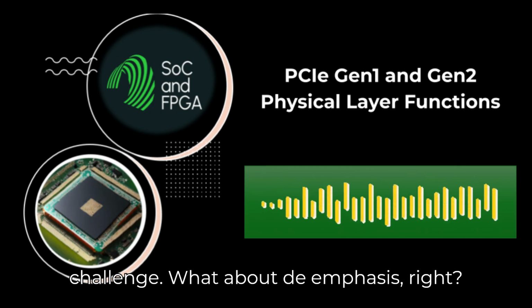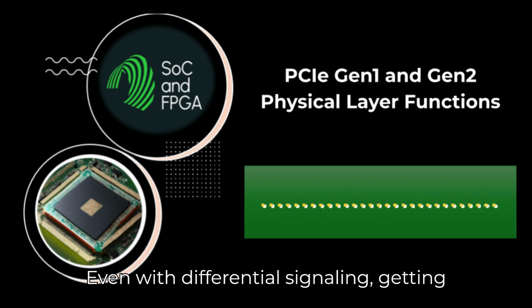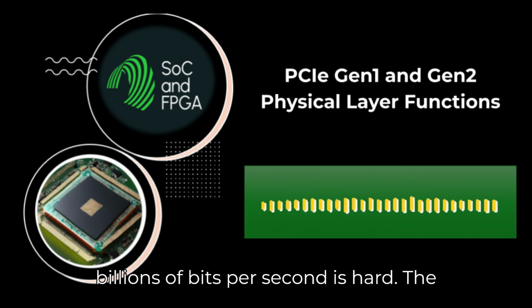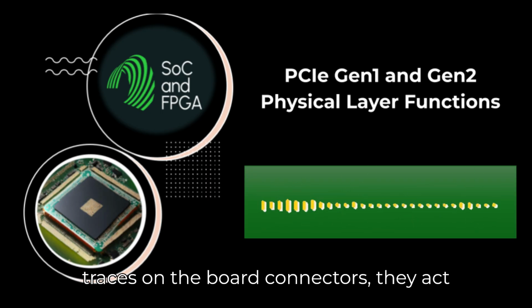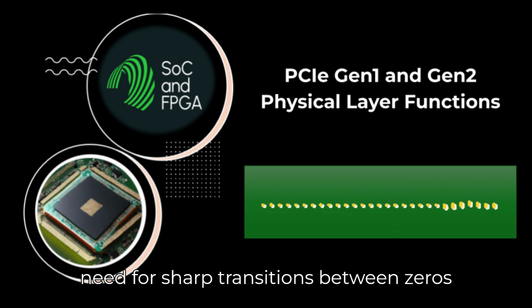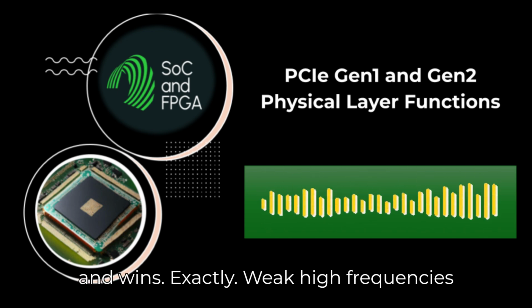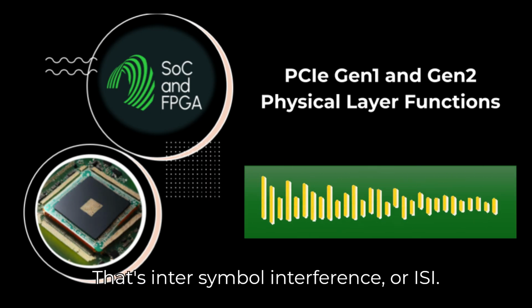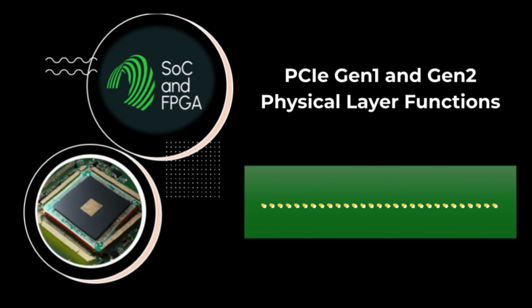What about de-emphasis? Right, even with differential signaling, getting those signals across perfectly at billions of bits per second is hard. The traces on the board, connectors, they act like filters, weakening the high-frequency parts of the signal. Which you need for sharp transitions between zeros and ones. Exactly. Weak high frequencies can cause bits to smear into each other. That's intersymbol interference, or ISI.